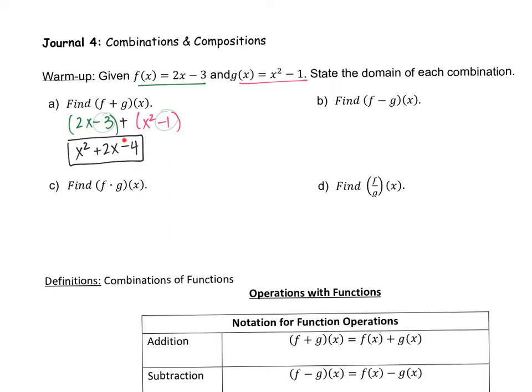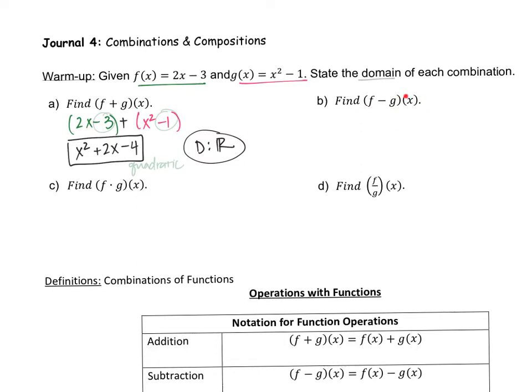Now, here's the thing. I have simplified, but it also states the domain. If you want the domain, you're asking what x values work for this function. Now, keep in mind, this is a quadratic function. And how do I know that? Well, it's because the highest power for this x is an x squared. So I'm going to be drawing a parabola. So in this case, a parabola's domain is always all real numbers. So in that case, that is my actual domain.